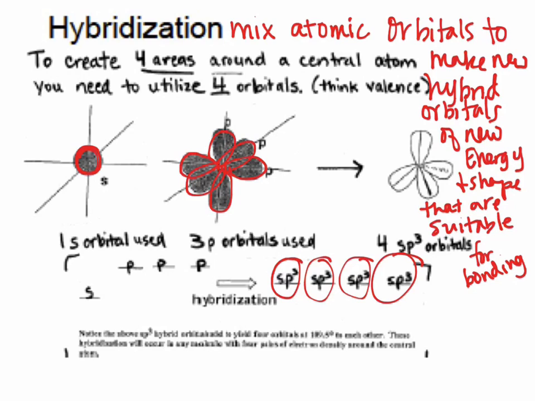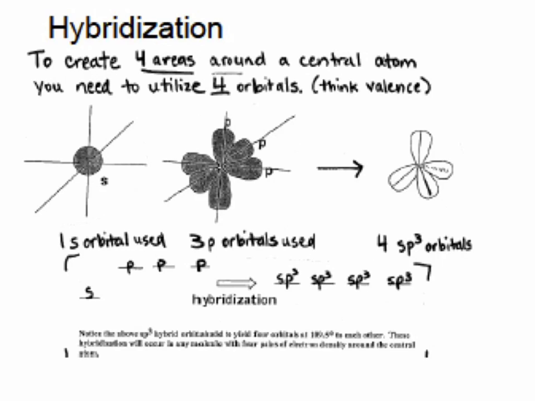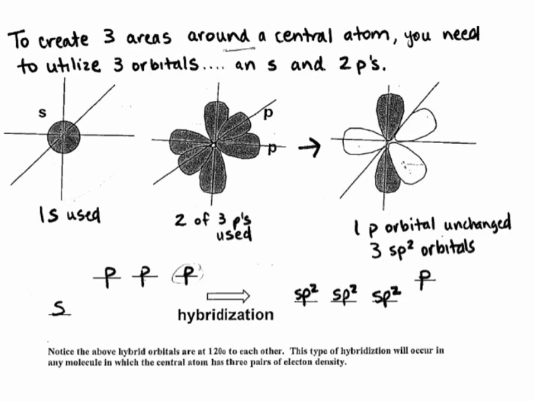That's to create the 4 areas. Now, if we just want 3 areas around our central atom, we utilize an s and 2 of the p's, and that will give us 3 areas. We'll have 3 sp2 orbitals and 1 p orbital, which is unchanged.